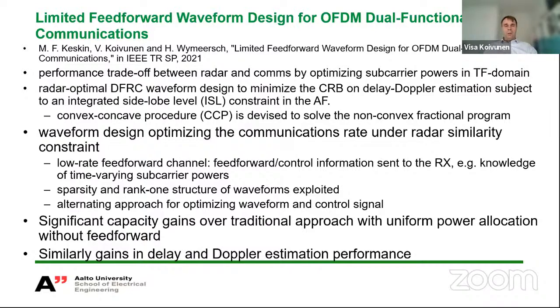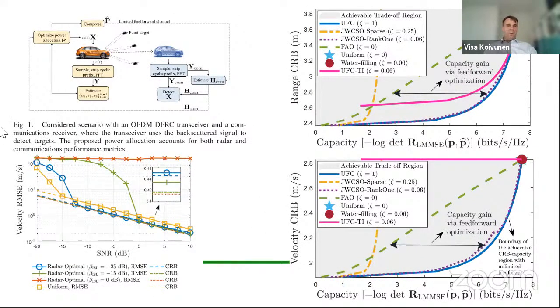And similarly, you get significant gains in delay and Doppler estimation performance under this constraint on the integrated sidelobe levels. And here are just figures about the estimation performance in the lower left corner. You get very close to the Cramér-Rao bound when different ISL constraints are applied. And then the capacity gains are illustrated in the upper right corner in the case of range estimation, as well as the velocity case.